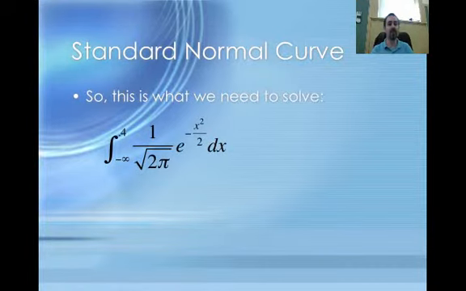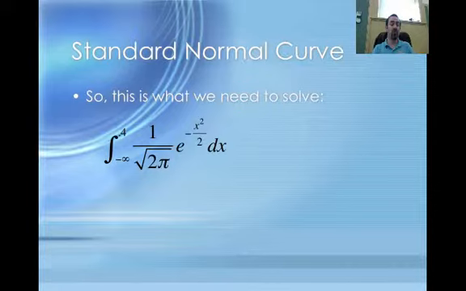So this is what we need to solve: the integral from -∞ to 0.4 of that expression right there. And notice I've plugged in, if you remember the equation from last time, sigma equal to 1 and mu equal to 0. So it's a much easier integral to solve here. But we're still integrating from -∞ to 0.4.